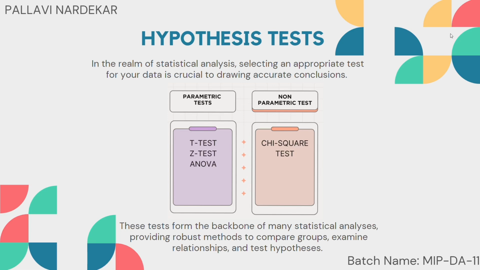Hypothesis tests are used to make inferences about the population under study. In the realm of statistical analysis, selecting an appropriate test for your data is crucial to drawing accurate conclusions. T-test, Z-test, and ANOVA are parametric tests, and chi-square test is a non-parametric test. These tests form the backbone of many statistical analyses, providing robust methods to compare groups, examine relationships, and test hypotheses. So let's look at them one by one.